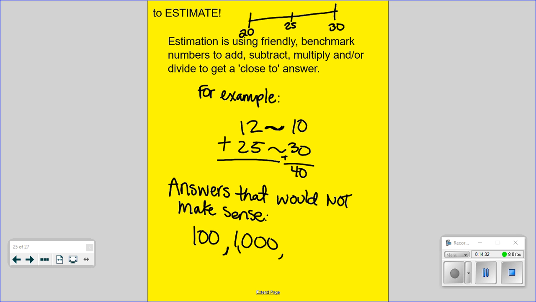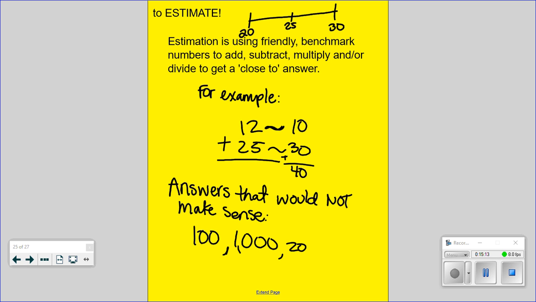1,000 would not make sense. What about the answer 20? Would 20 make sense? No. But 20 is close to 40, and you need a higher answer. Look at my numbers. I already have more than 20, because I already have a 25. If I'm adding 25, is the answer ever going to be 20? No. Probably not.